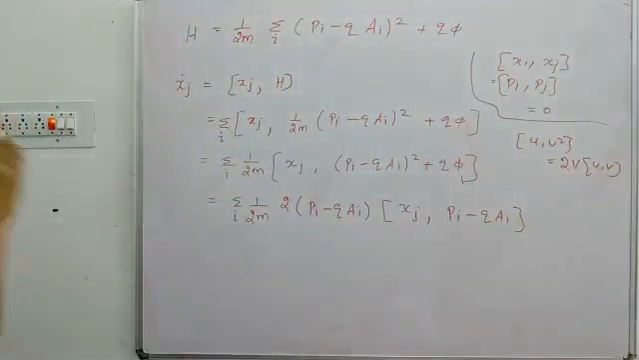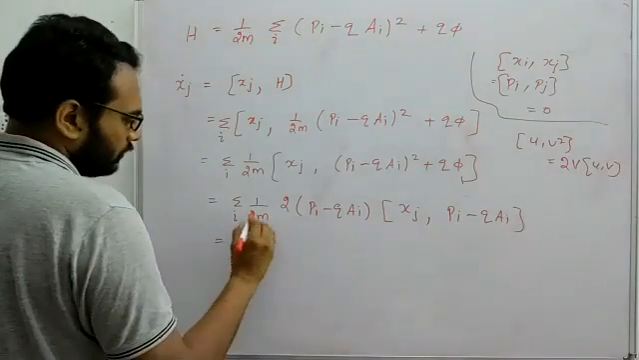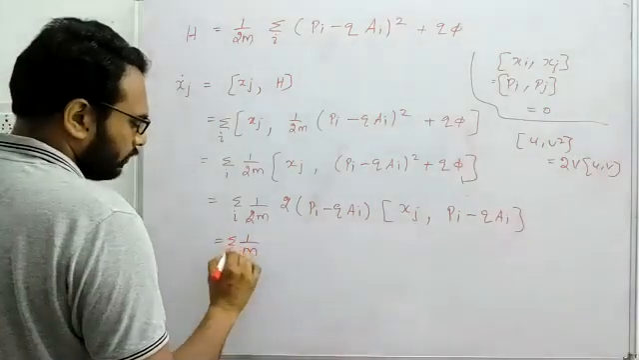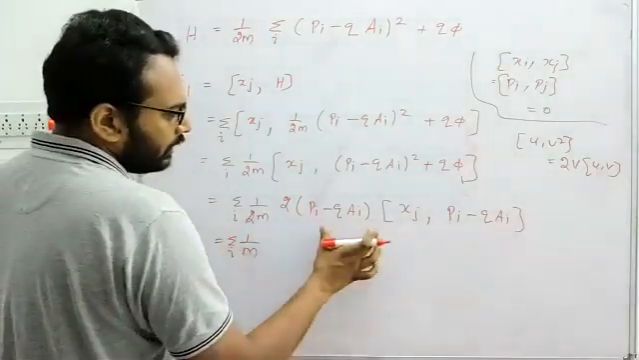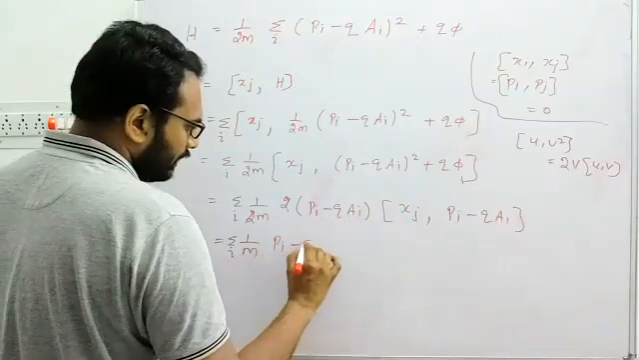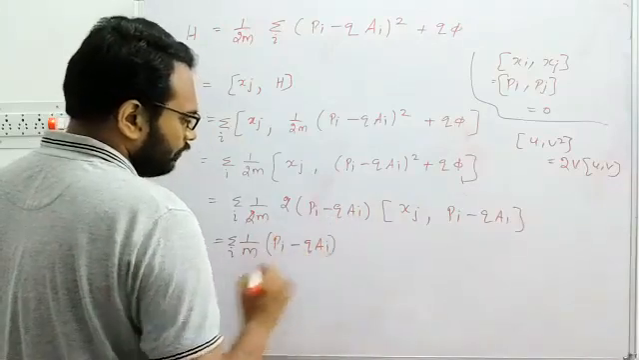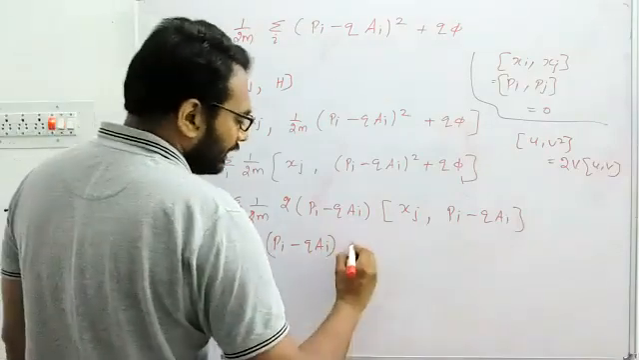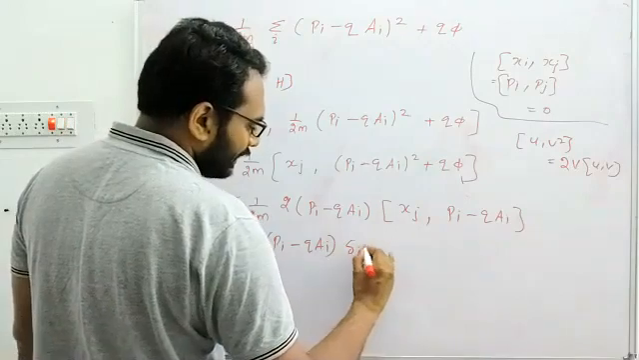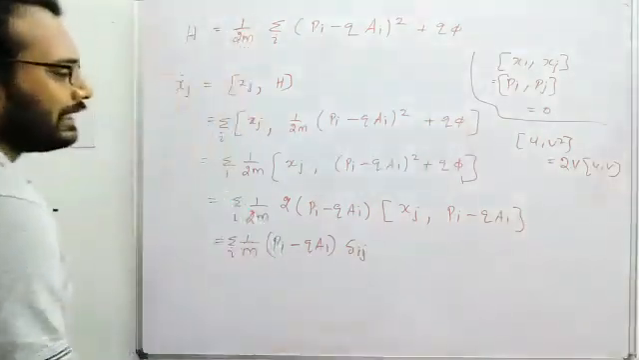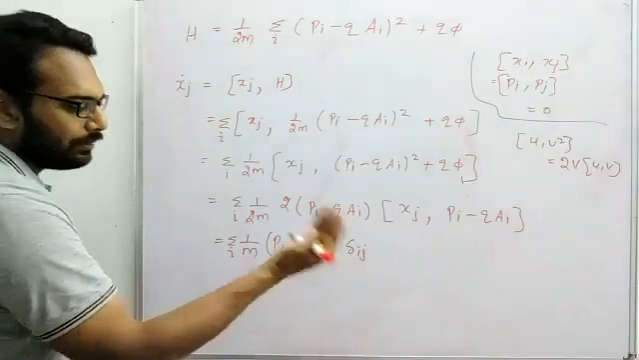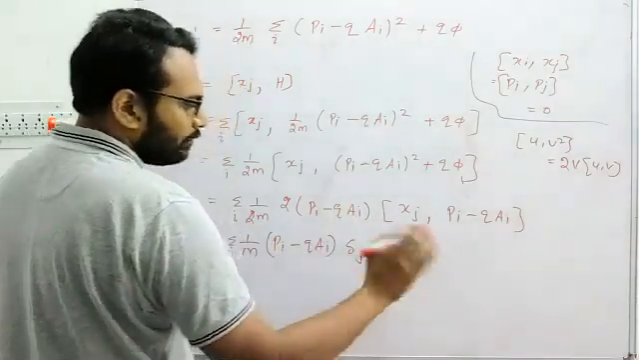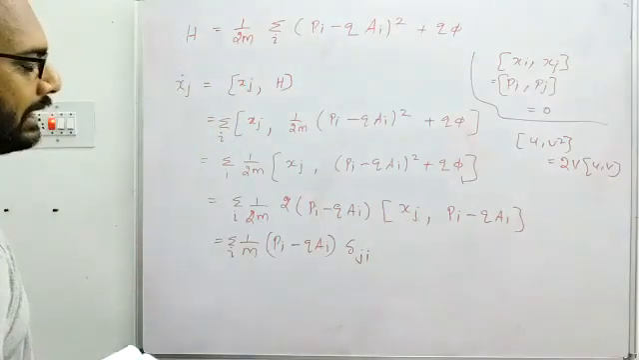So this is equal to 1 by m, summation over i, of pi minus qAi, and xj with pi is delta ij. Xj with pi is delta ij. You would have to write delta ji, but this is symmetric, so it doesn't matter. Delta ji.